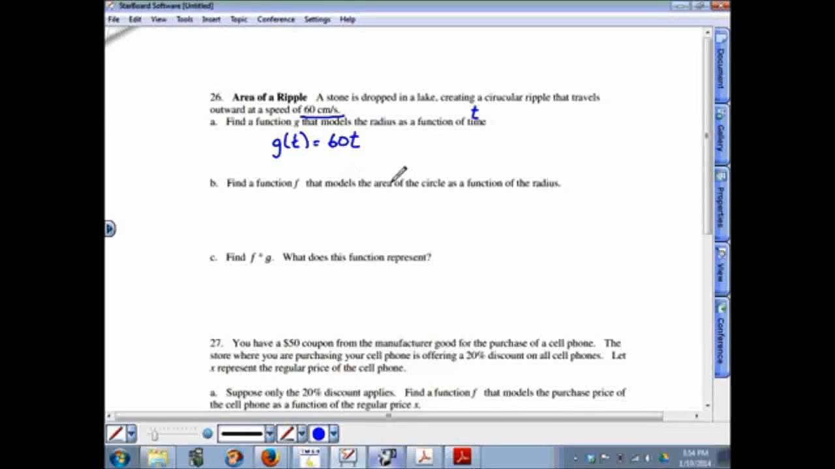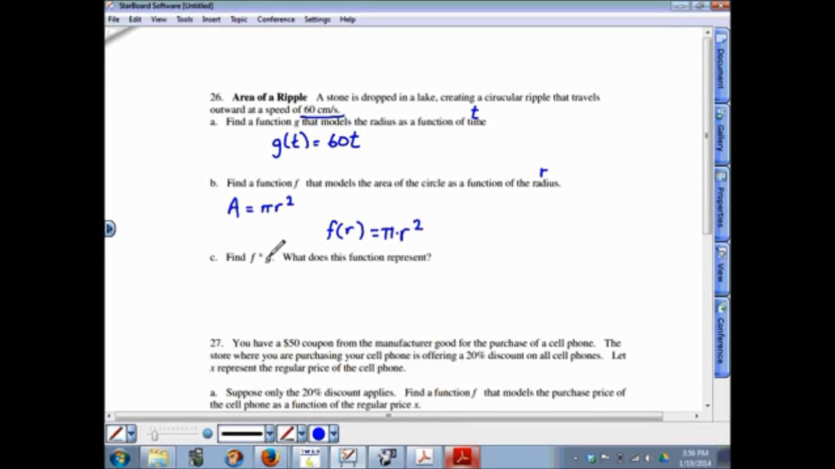Now a function f that models the area of the circle is a function of the radius. Now the area of a circle is equal to pi r squared. We need to find a function f that models the area of the circle as a function of the radius. It depends on what variables we're assigning here, but since we're talking about a radius, let's make this r. So f of r is just equal to this expression, pi times the radius squared.